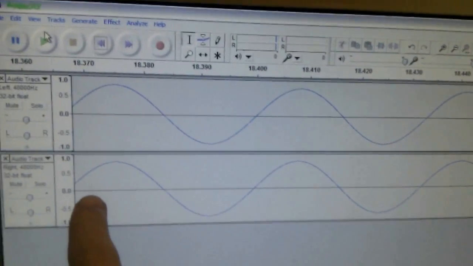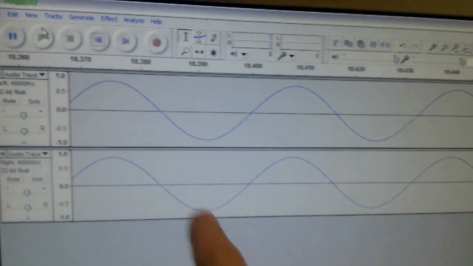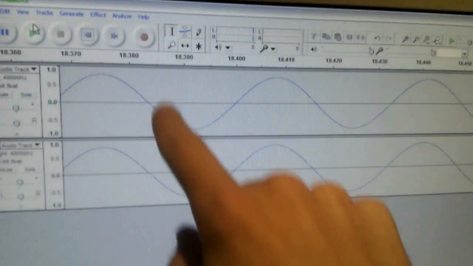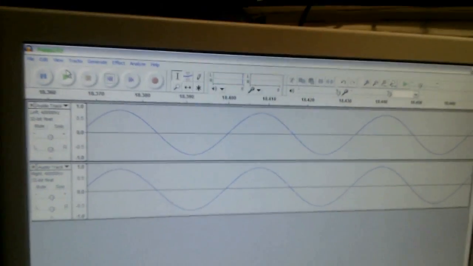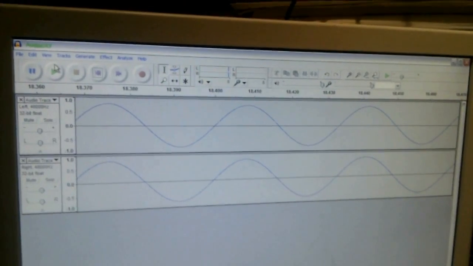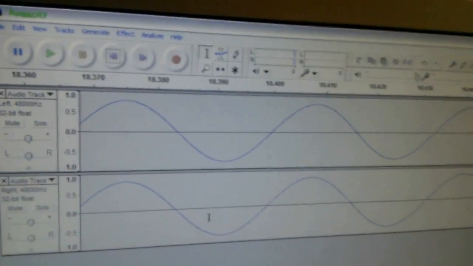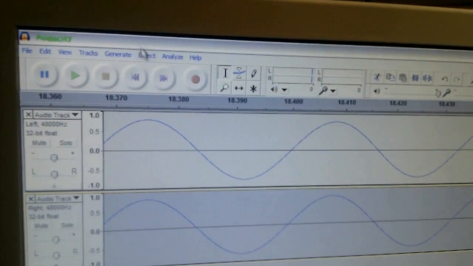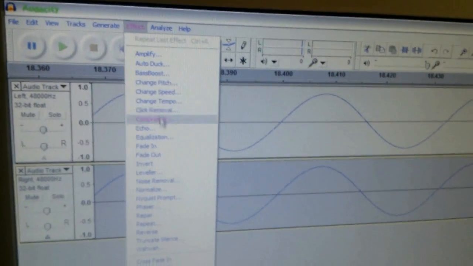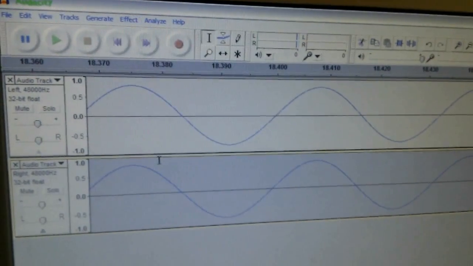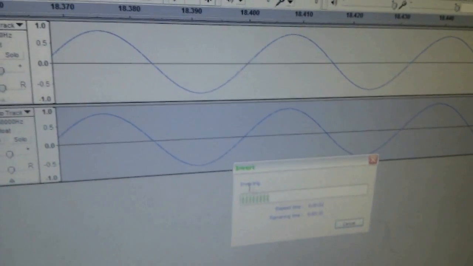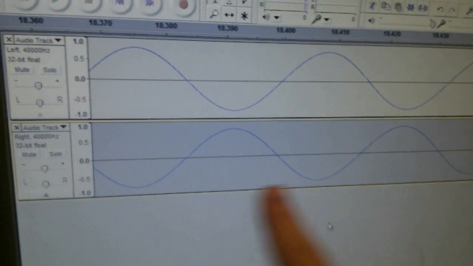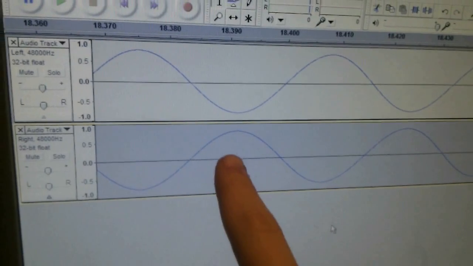Now this second one, if I flip it over, right? So I flip it upside down. So instead of both positive terminals pushing the same way, one's going to push and one's going to pull. Okay, now watch what happens. So I'm going to select this one, go up to effect, go down and click invert. And when it inverts, you'll see the difference immediately on the screen. Okay, there you go. So as one goes up, the other one goes down. As one pushes, one pulls. Now that is the 2 positive terminals.